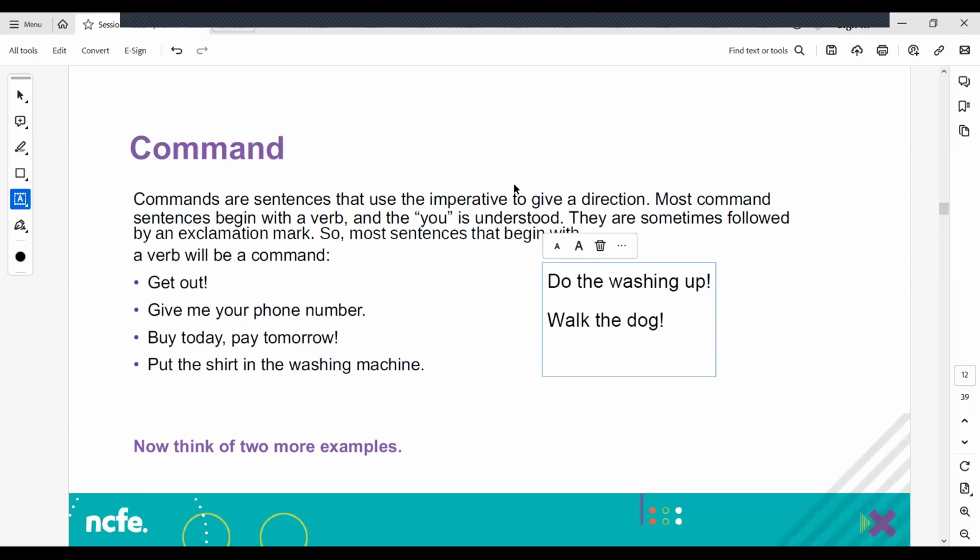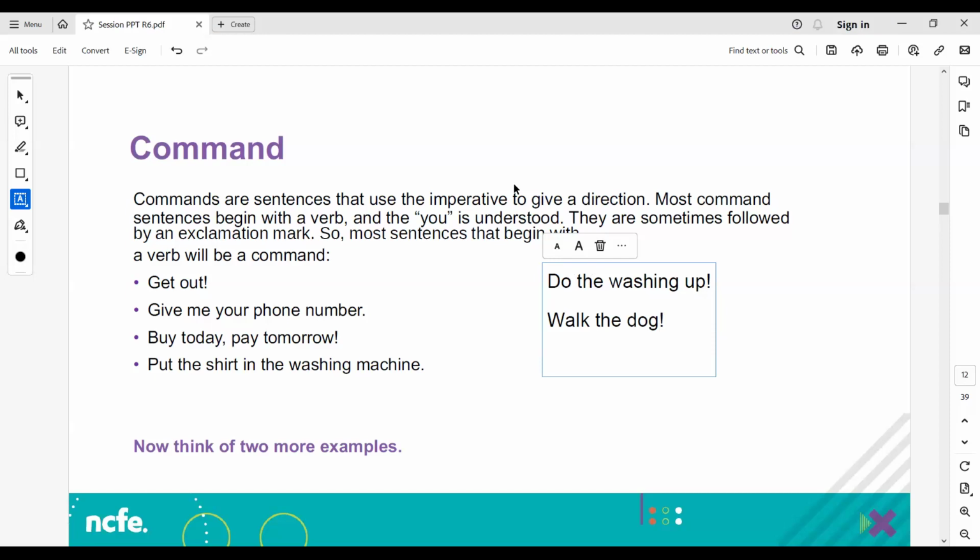So, the doorbell goes in your house. You're in the middle of washing up. What might you say to somebody else in the house if the doorbell's just gone? Get the door. Pardon? Get the door. Brilliant. Well done. Really good examples there. Okay. Well done.